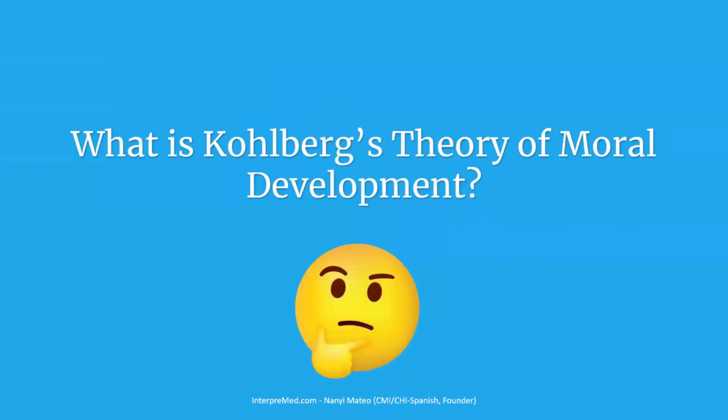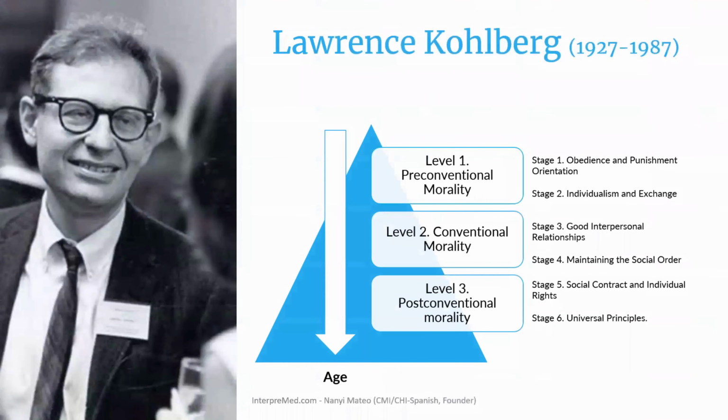But what's exactly Kohlberg's theory of moral development? Let's first talk about who Kohlberg was. Lawrence Kohlberg was a 20th century American psychologist best known for his theory of moral development. He built on Jean Piaget's research on moral judgment and identified 3 levels and 6 stages of moral reasoning that people go through as they age.